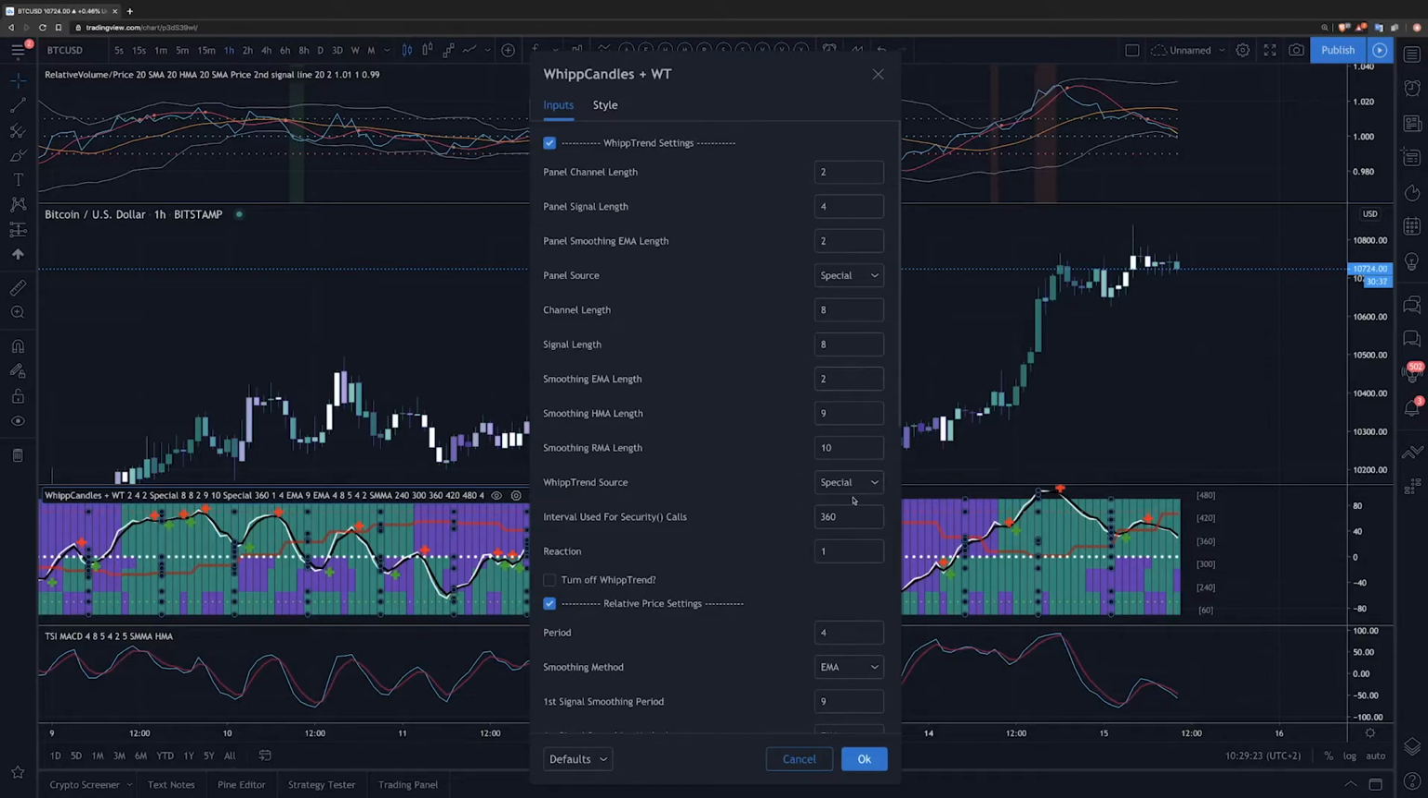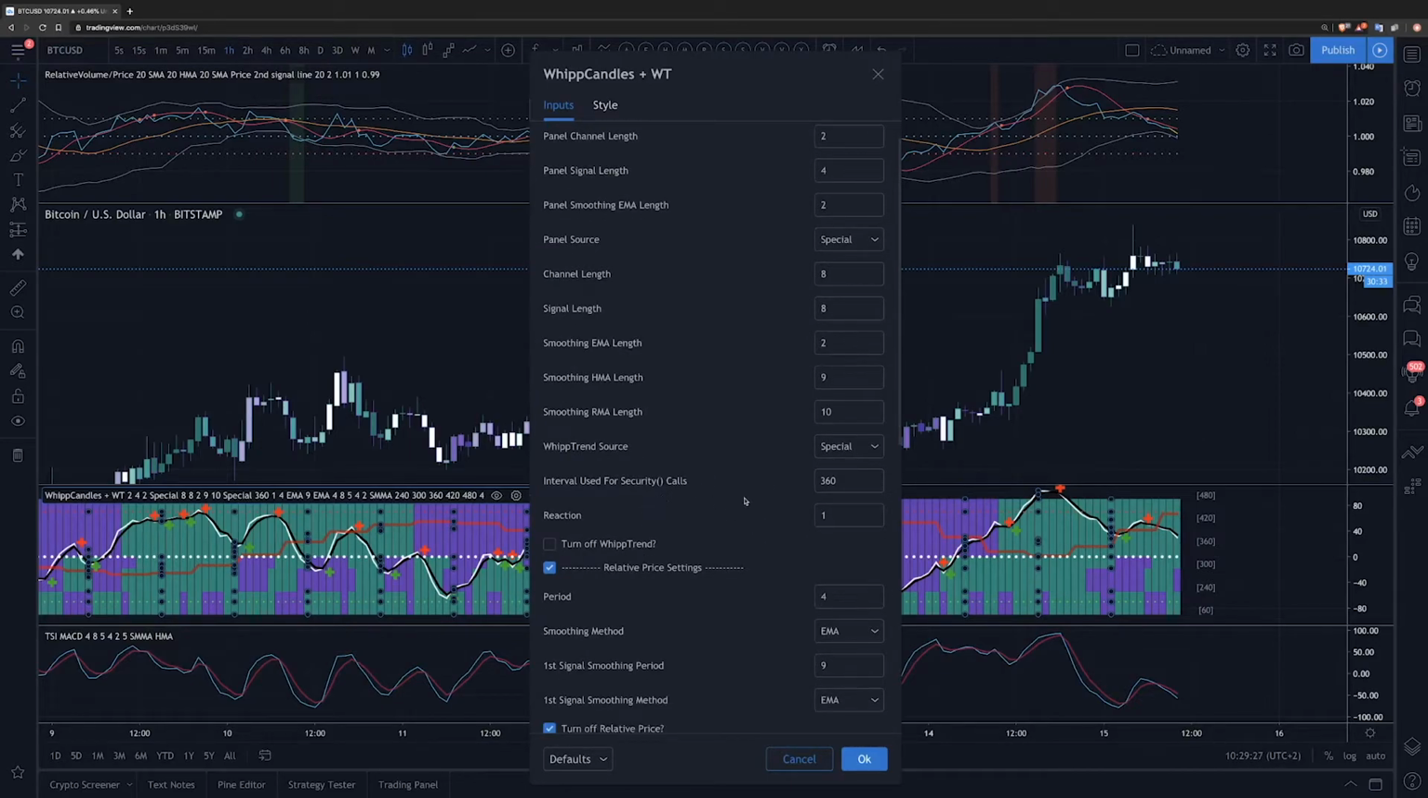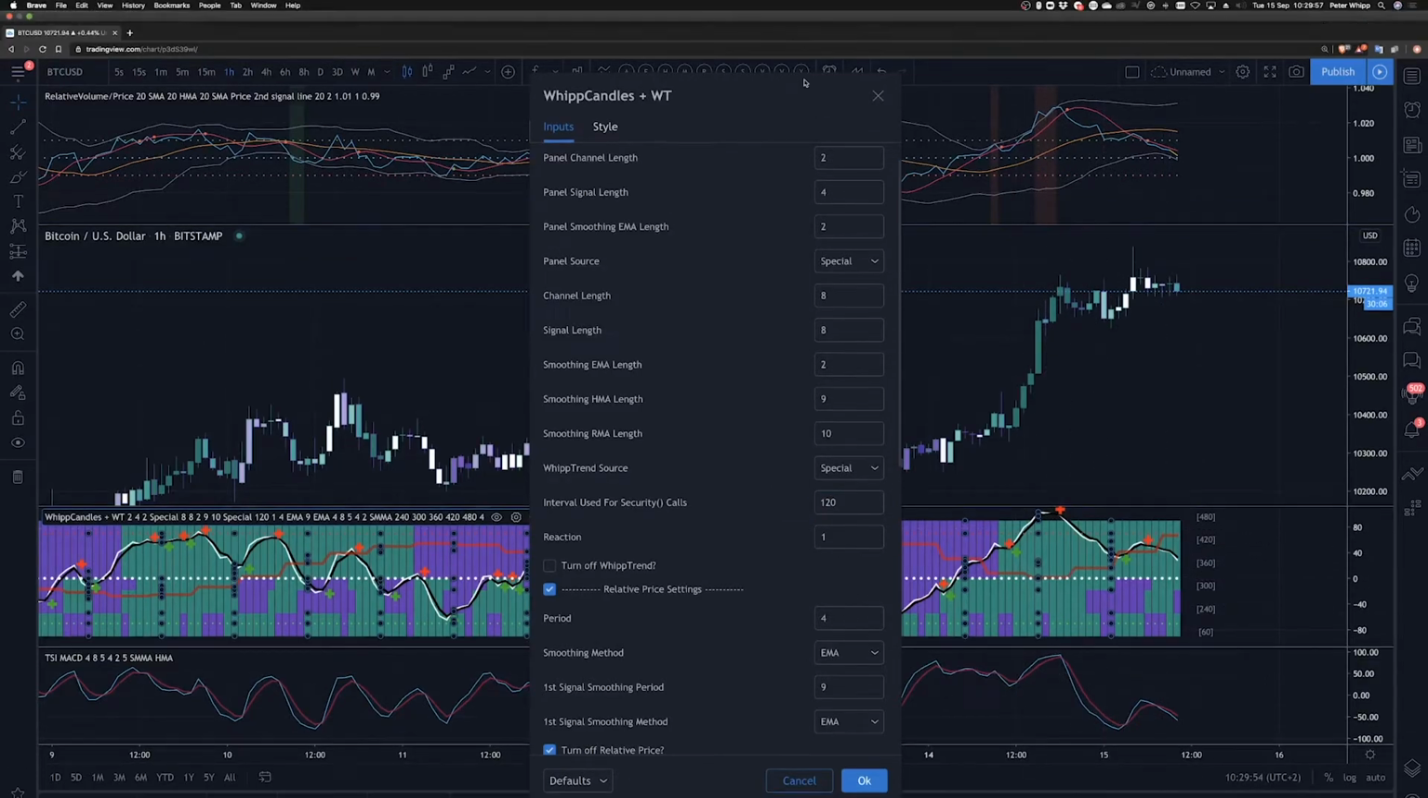And again, whip trend source here, special. Interval used for security calls is 360. So the security call is the higher time frame request. So if we're on the 1 hour chart, I generally go for double, or at least another half. So for example, we have 1 hour, which is 60. So if we go for 120, that is double our current time frame, and this red line here will change.